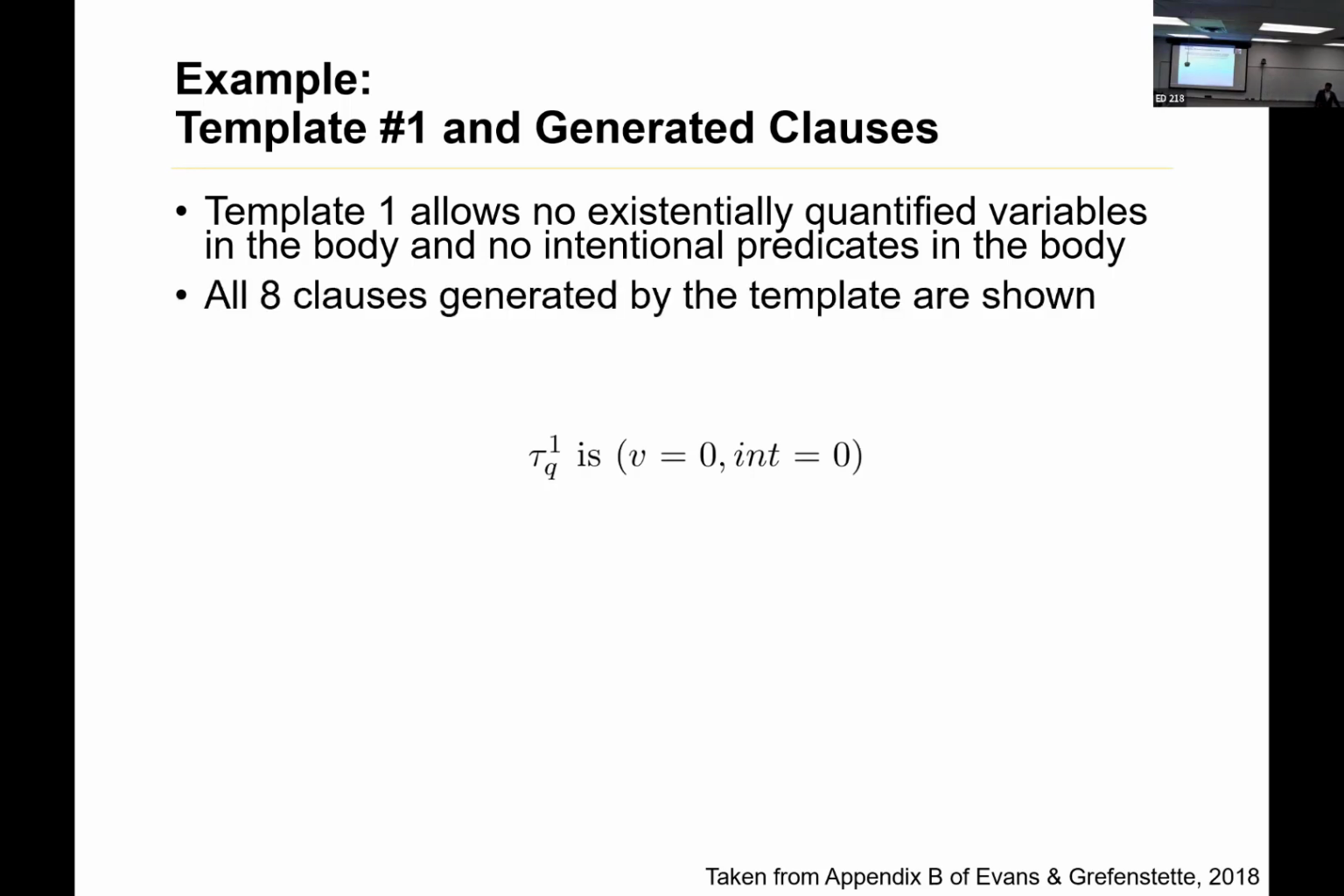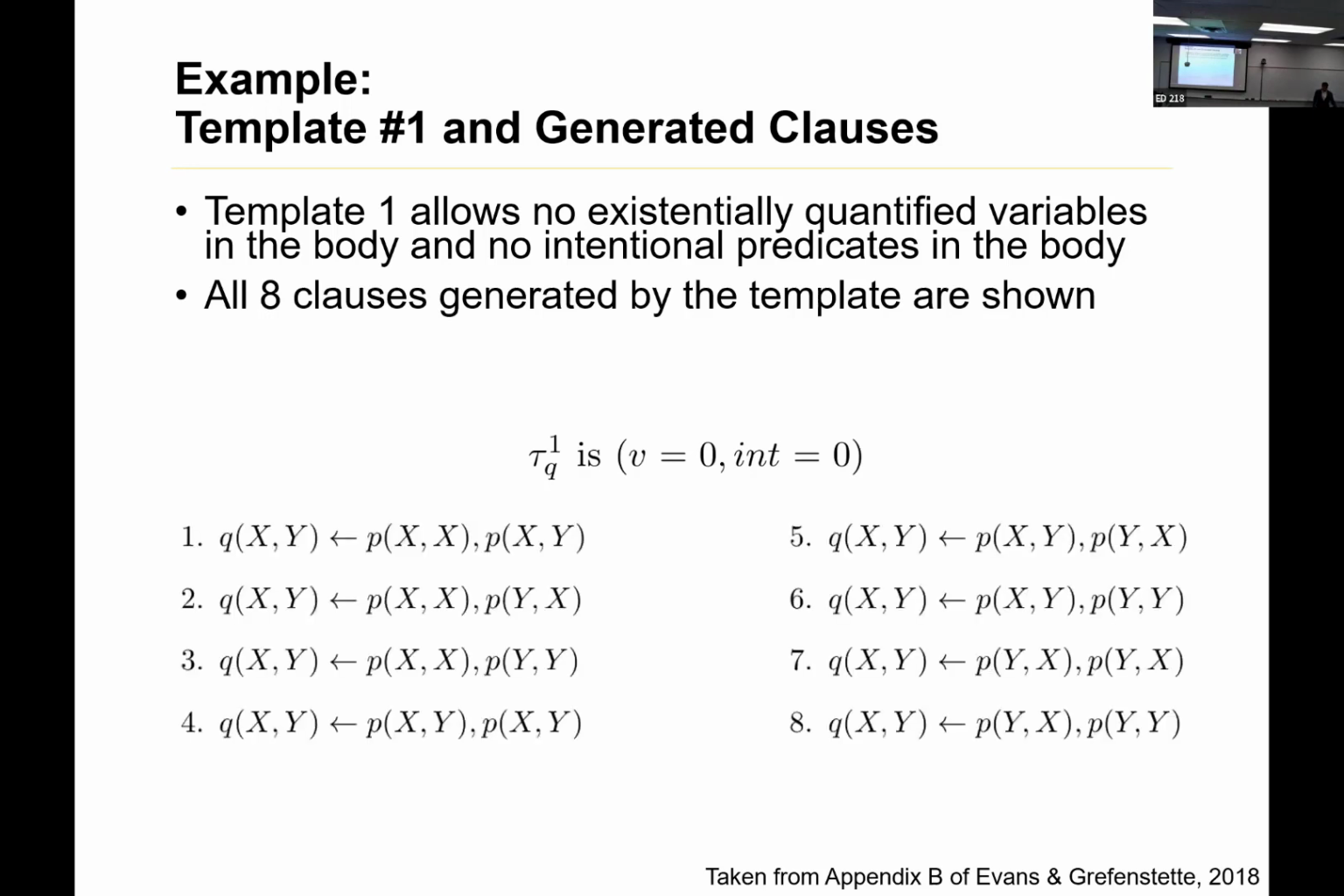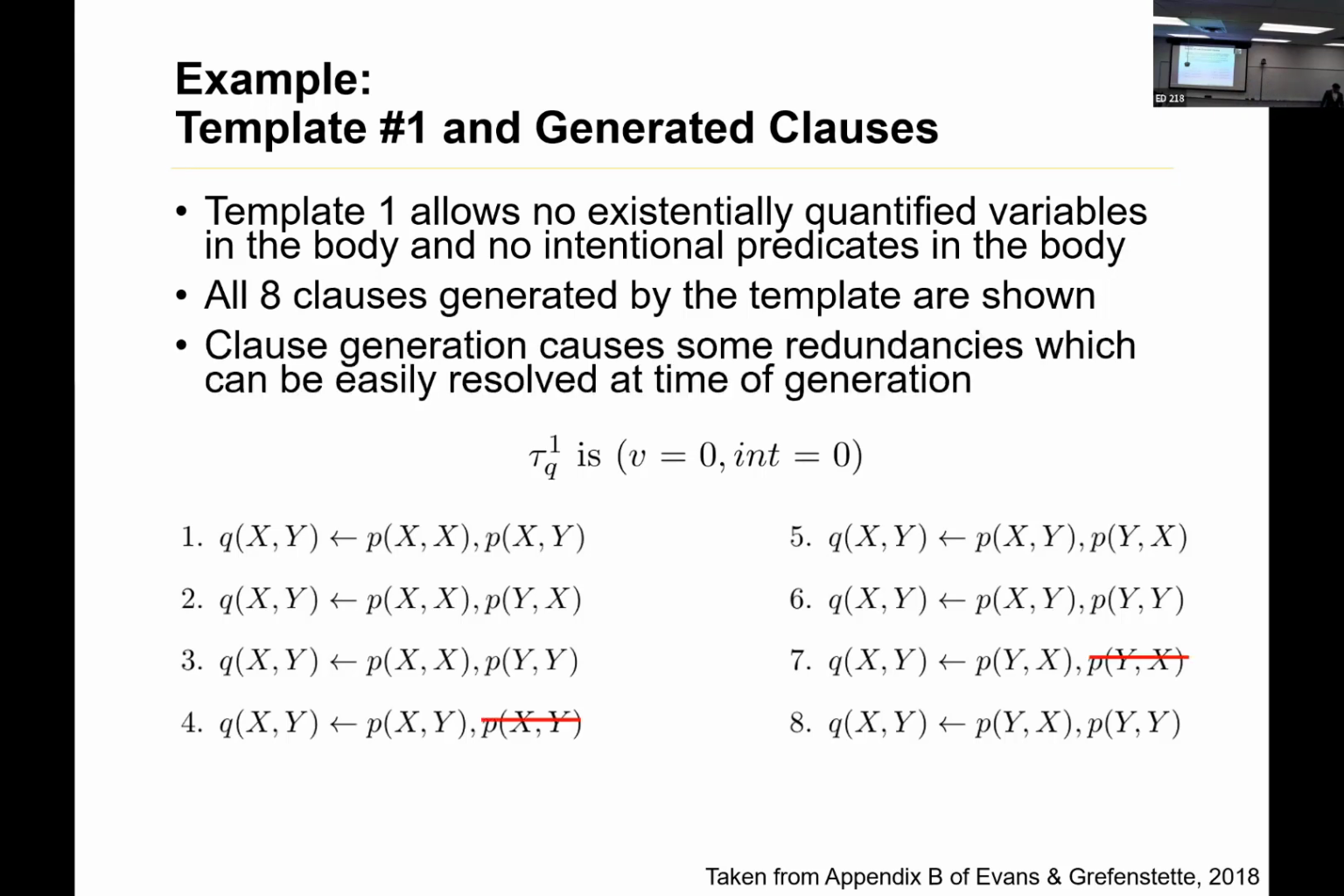All right, so there's 8 clauses that can be generated with this template, and here they are. Now you've got to generate all of them, but when you do, you can prune away some of the ones that are redundant. So that's what happens here. These go away, or you can prune elements of the body that are redundant, but you also actually get redundant rules as you enumerate them.